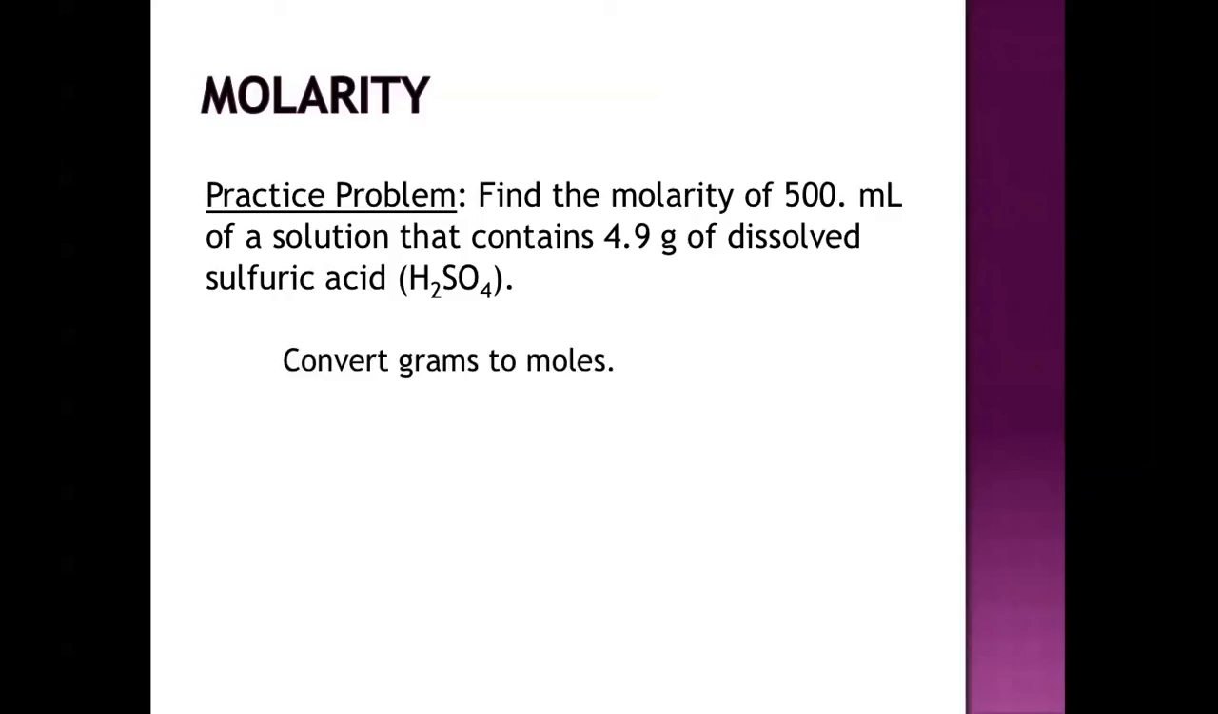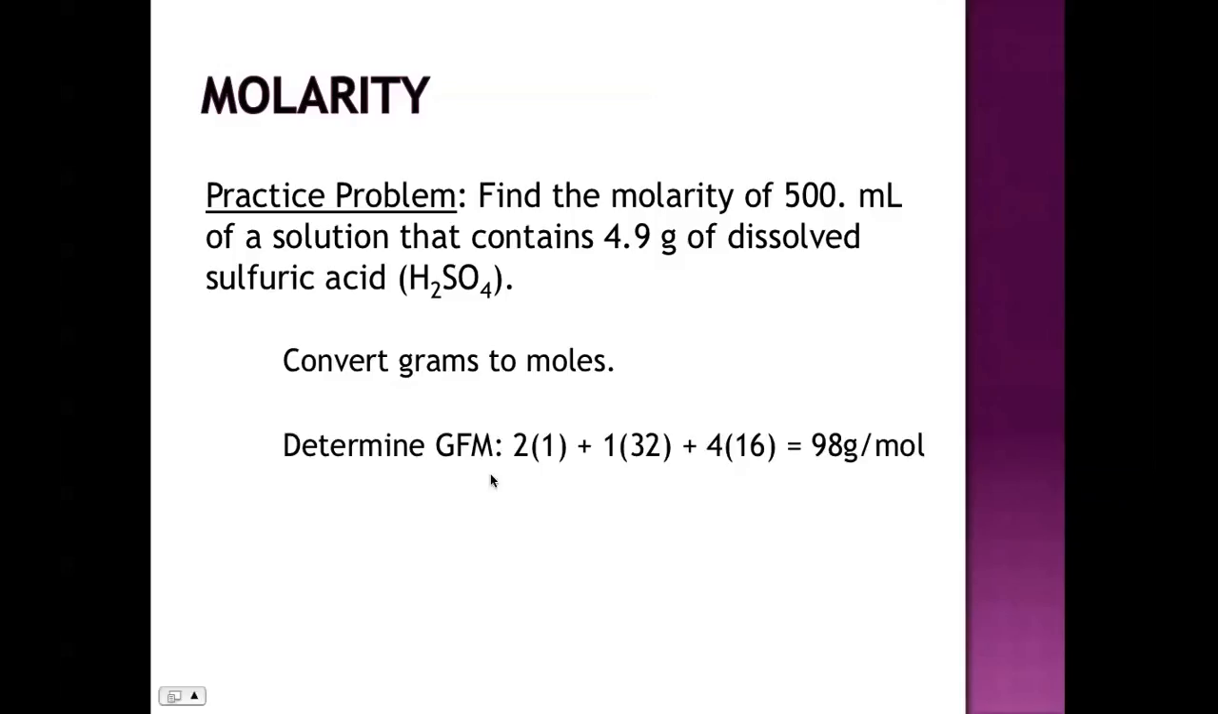So here, again, instead of having our number given to us in moles, we actually have to convert to moles. So the way we're going to do this is adding up our GFM. We've done this a bunch of times throughout the year. We get 98 grams per mole for our sulfuric acid. We're then going to be able to convert our 4.9 grams to 0.05 moles. So just using dimensional analysis here to go from grams to moles.